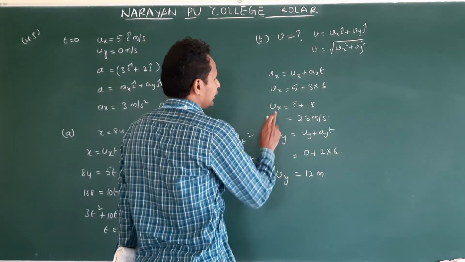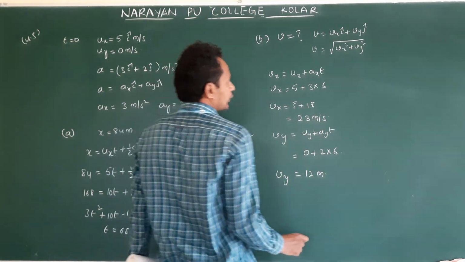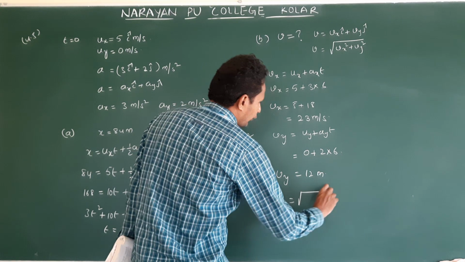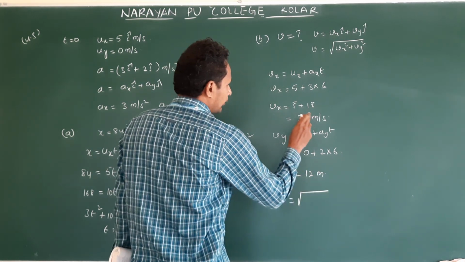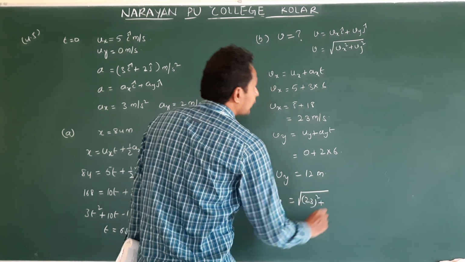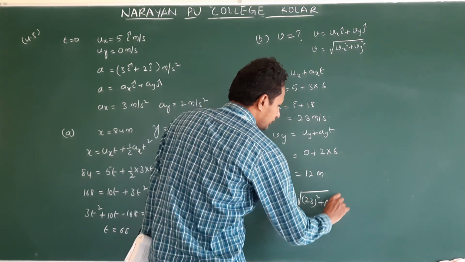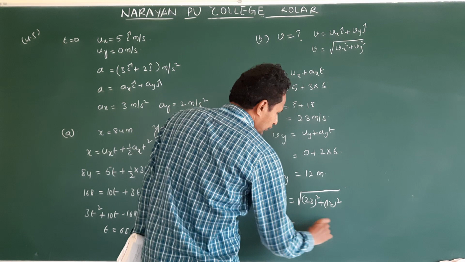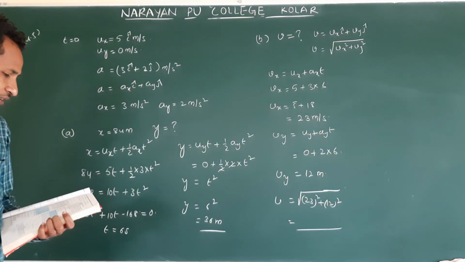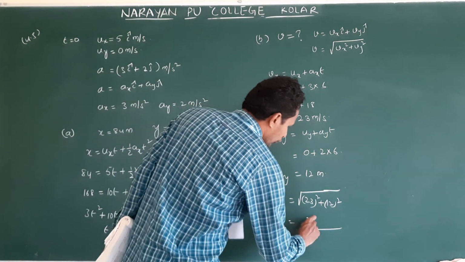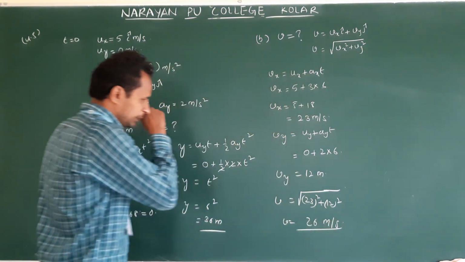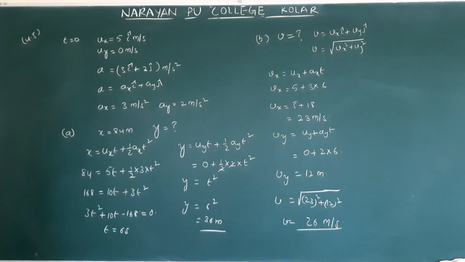Then substitute the Vy value and Vx value here. Clear? So V is equal to the square root of Vx squared plus Vy squared, that is 23 squared plus 12 squared. You will calculate this and you will get the answer. This is 26 meters per second. So this is the final velocity.